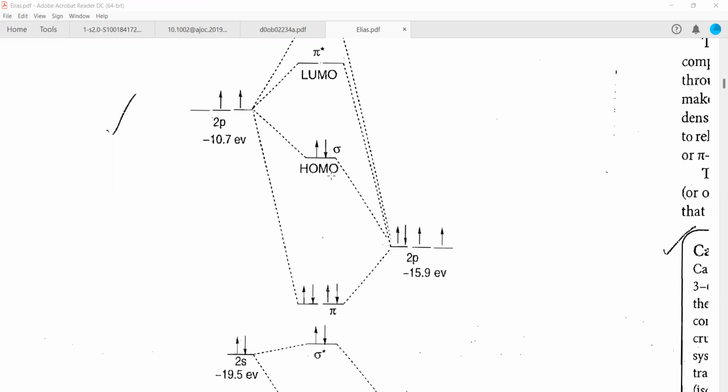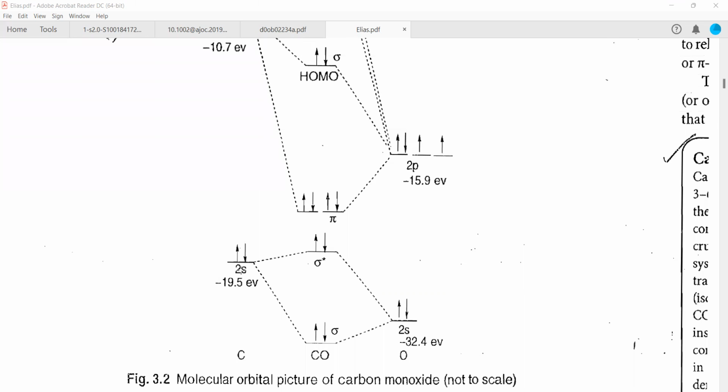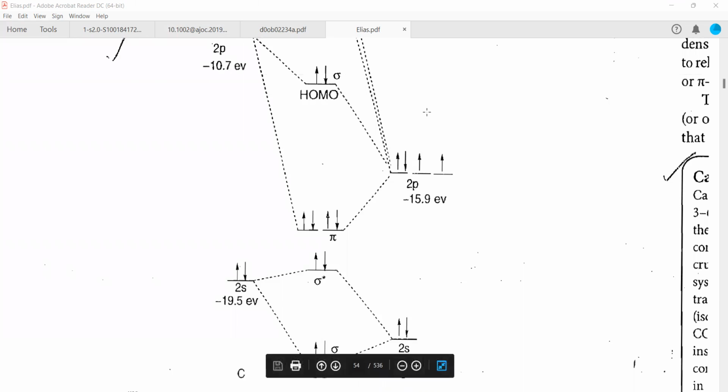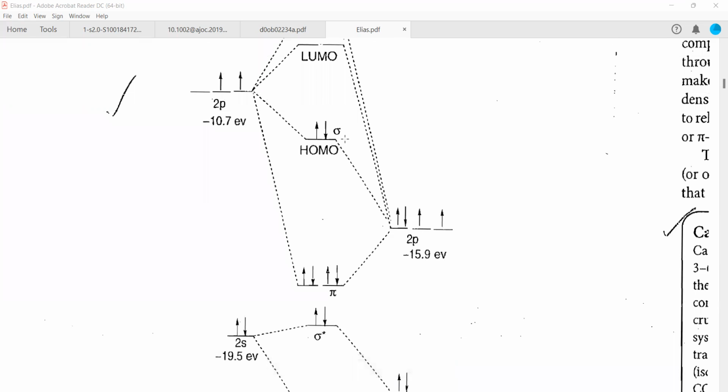Okay. Now you can also see that these orbitals are the atomic orbitals of carbon and these orbitals are the atomic orbitals of oxygen. You can simply see that this sigma, that is the HOMO, and also the LUMO, they are actually closer to the energy of the atomic orbitals of the carbon than the energy of the atomic orbitals of the oxygen.